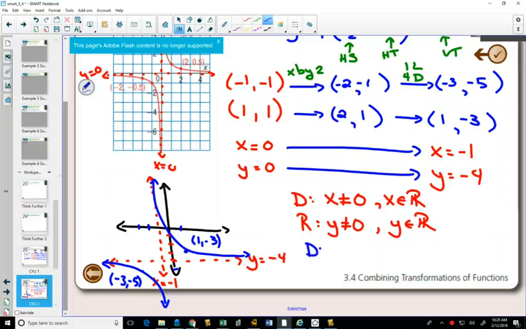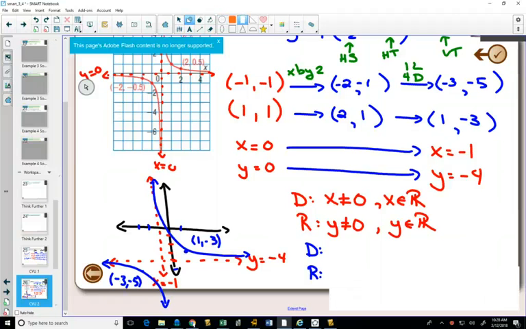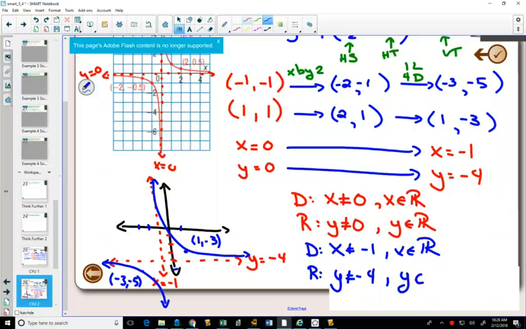And on our blue graph, our domain now x can't equal -1, and y now can't equal -4. And we have our final equations.